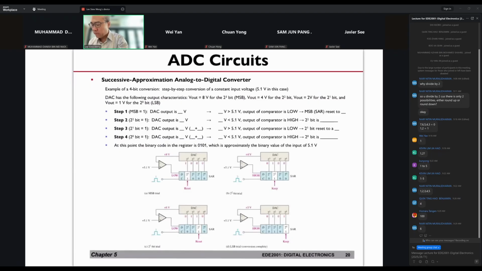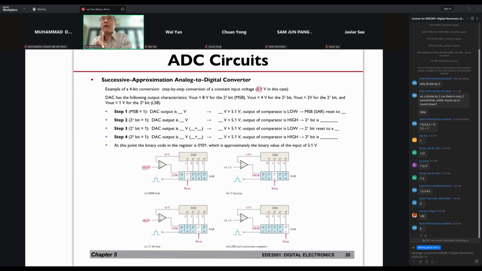So what do we have for this ADC? Remember, we are converting analog to digital. So what is the input here? The input is 5.1 volts in this case, which I'm connecting to the positive input of one op amp.